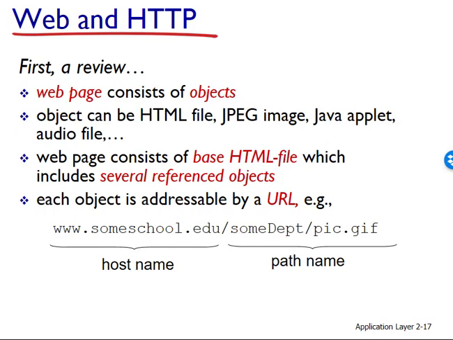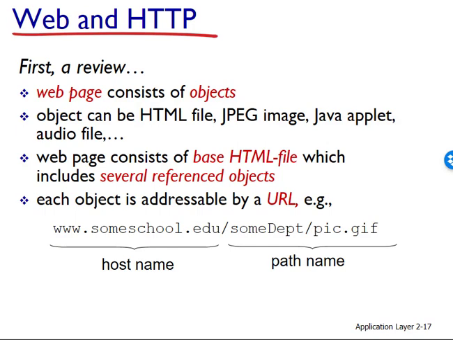Before explaining HTTP in detail, we should review some web terminology. A web page, also called a document, consists of objects. An object is simply a file, such as the hypertext markup language file, a JPEG image, a Java applet, or a video clip that is addressable by a single URL.